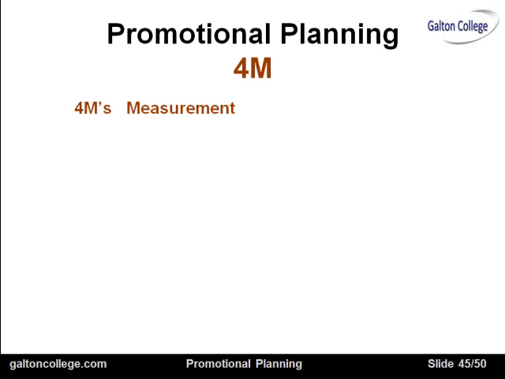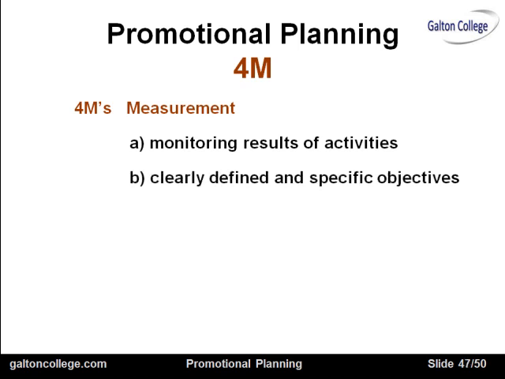Now we're on to M for measurement. This is the final M. It's monitoring the results of the activity. We have to measure it. We have to see how successful the activity was. We have to learn from the experience. We have to be self-critical. And before we measure, we have to have clearly defined specific objectives. They must be measurable. We must know if the plan has been a success or a failure, and the only way to do that is to measure it.